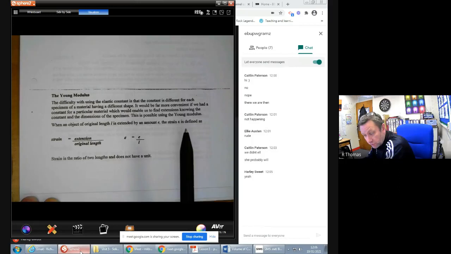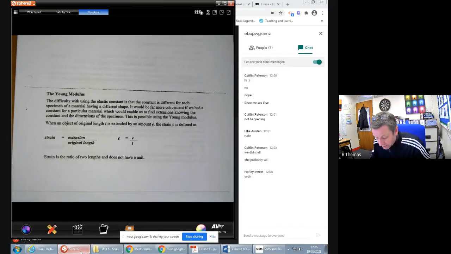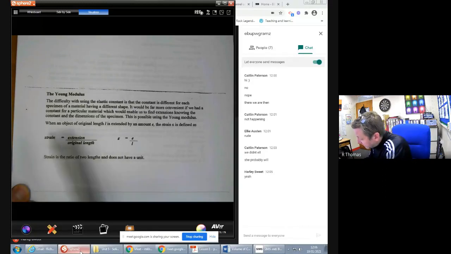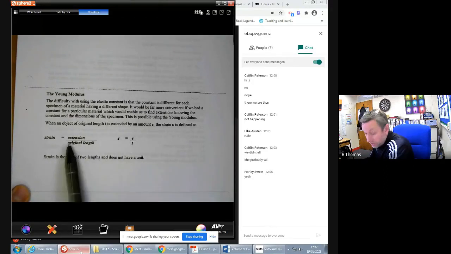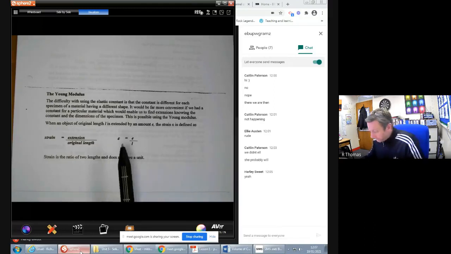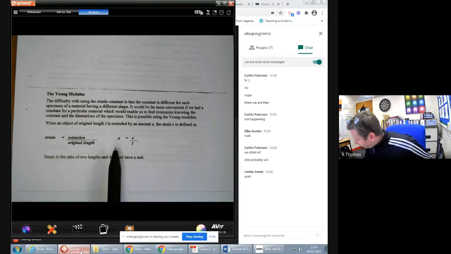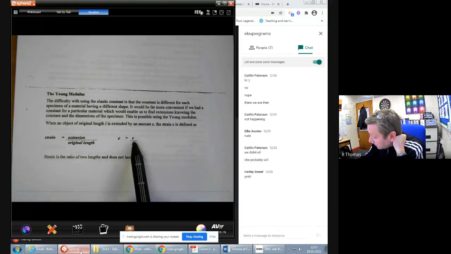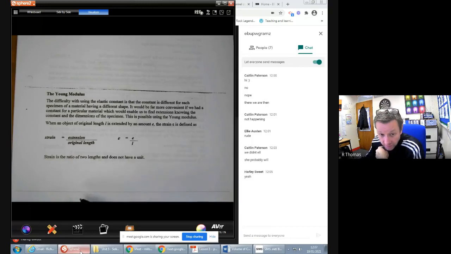This is possible using what's called the Young's modulus. The Young's modulus is a ratio of two quantities called stress and strain. This is all new stuff, and you've got to try and take this in. Now, strain is the ratio of the extension of the material divided by its original length. It's given the Greek letter epsilon, and it is lowercase e for extension divided by lowercase l for the original length. Because these are both lengths, it doesn't have any units. They would cancel out.